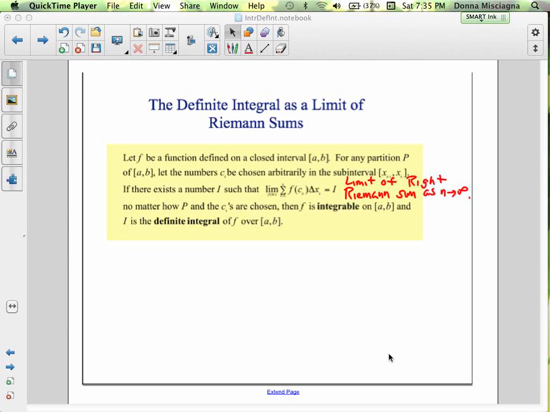over [a, b]. Right? So it doesn't matter how we partition. If the limit of right Riemann sums exists and we get a value, that value is the value of the definite integral. So we can find the definite integral by taking the limit of the right Riemann sums as n approaches infinity.